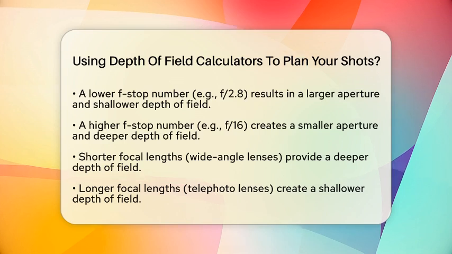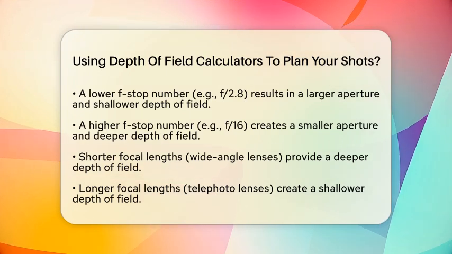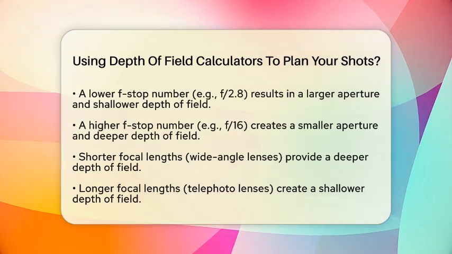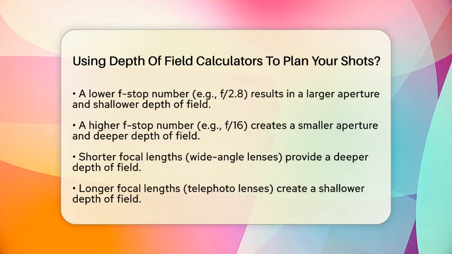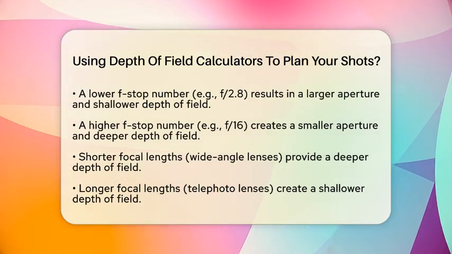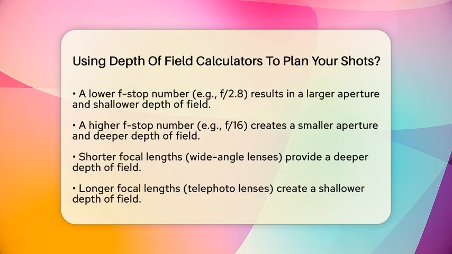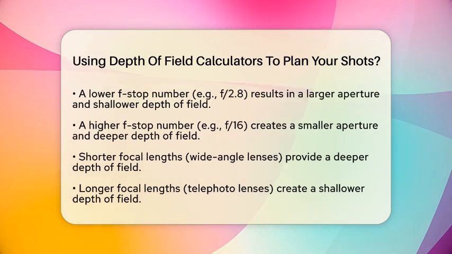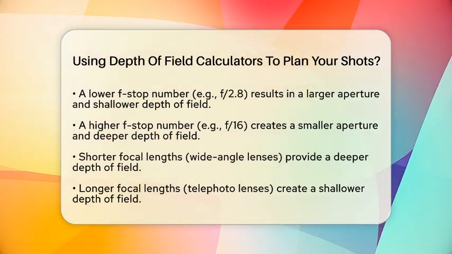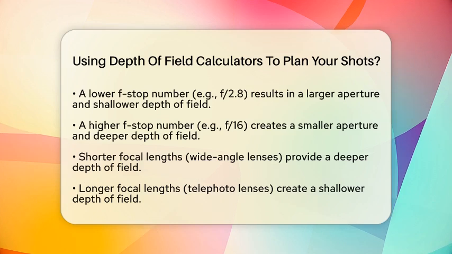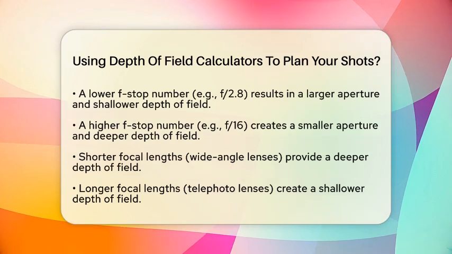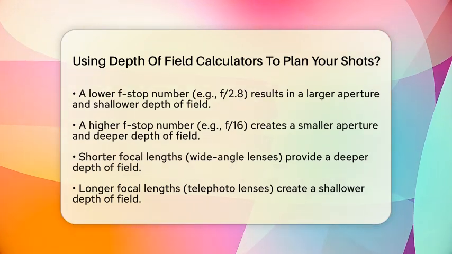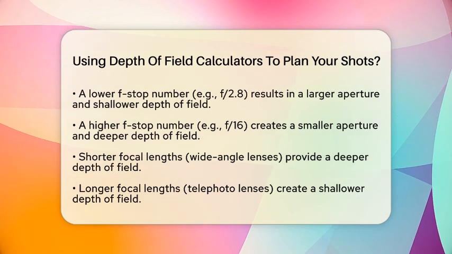Now let's talk about focal length. Shorter focal lengths, such as wide-angle lenses, provide a deeper depth of field. In contrast, longer focal lengths, like telephoto lenses, create a shallower depth of field. This is where depth of field calculators come into play. These handy tools help photographers determine the optimal camera settings for their desired depth of field.